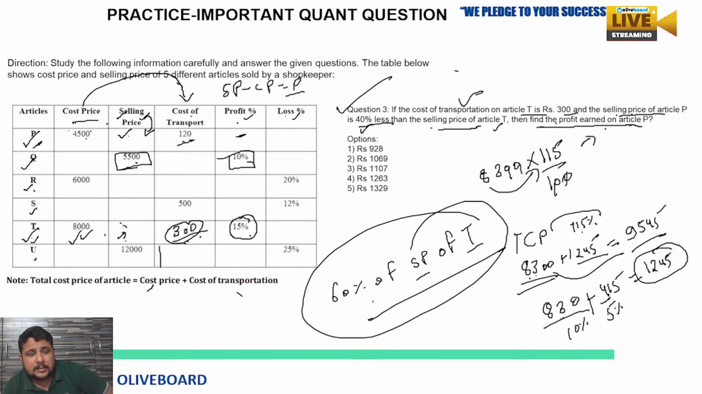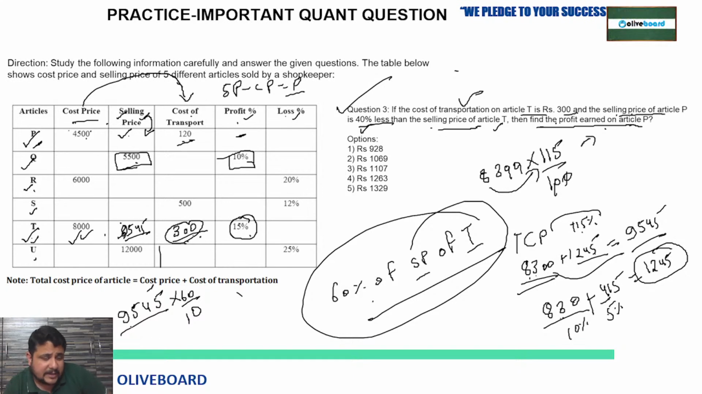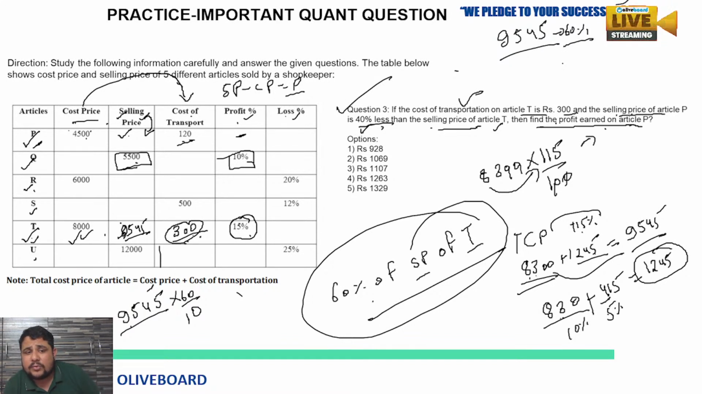Now 9,545, you just need to calculate 60% of this 9,545. Clear? Just multiply 60 here, divide it by 10, or 60% is what? 3/5. So you can divide it by 5. 9,545, you have to calculate 60%. As I told you, directly also you can calculate 60% of this, because 60% of the selling price of article T is equal to the selling price of article P.